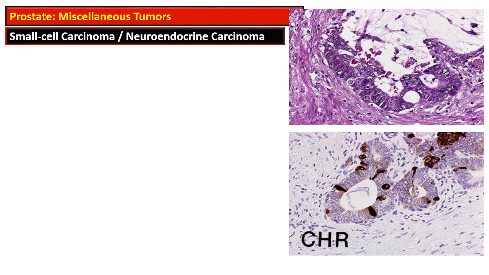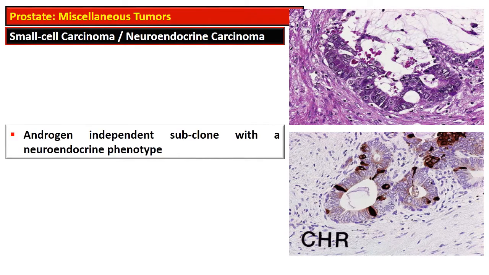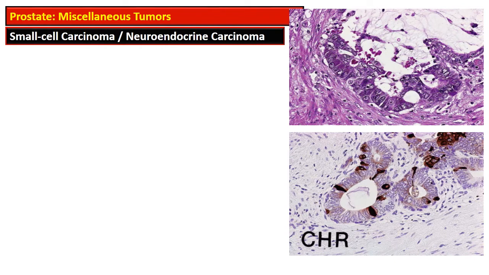Another variety is the small cell carcinoma or neuroendocrine carcinoma. This is the most aggressive variant of prostatic carcinoma, and it is rapidly fatal. It typically occurs as a recurrent disease in prostate cancer patients who have undergone anti-androgen therapy. There are androgen-independent subclones with a neuroendocrine phenotype. This picture shows a Paneth cell-like appearance in the upper picture, and on immunohistochemistry, these cells are positive for chromogranin.